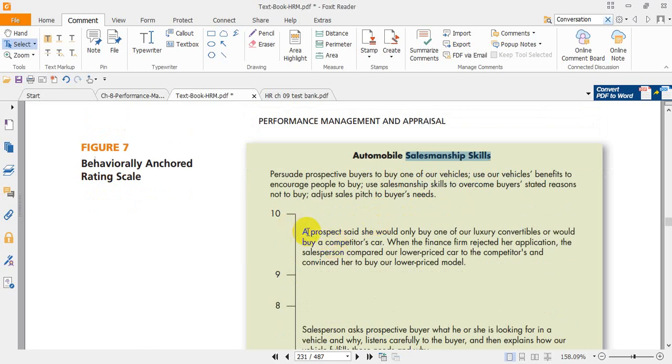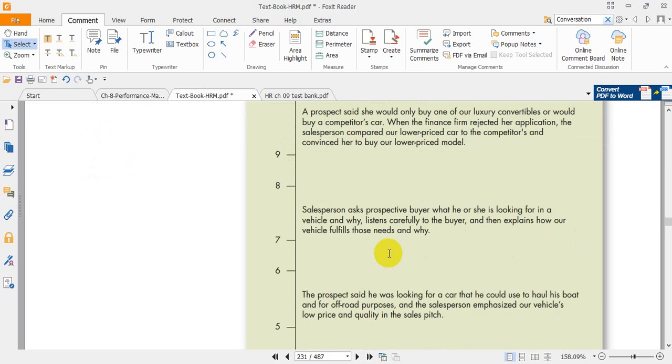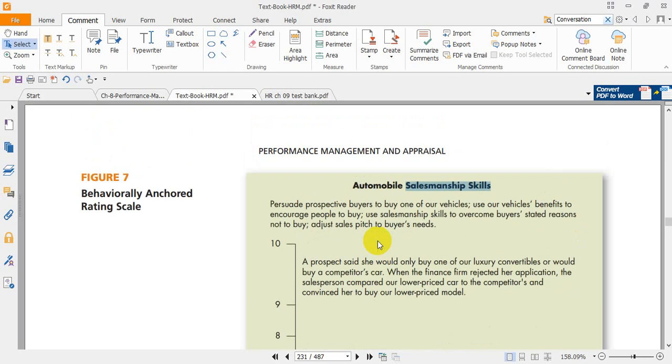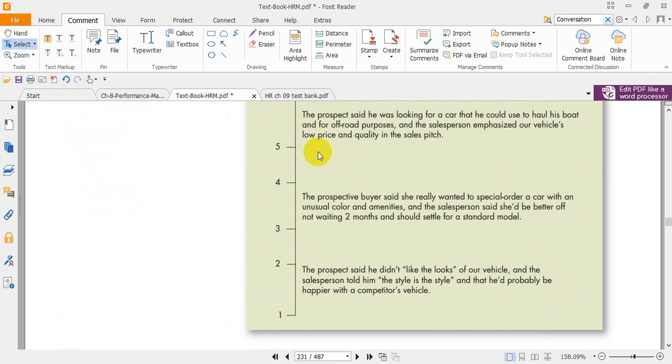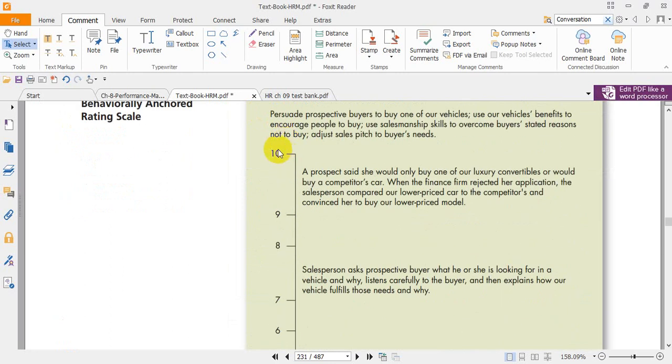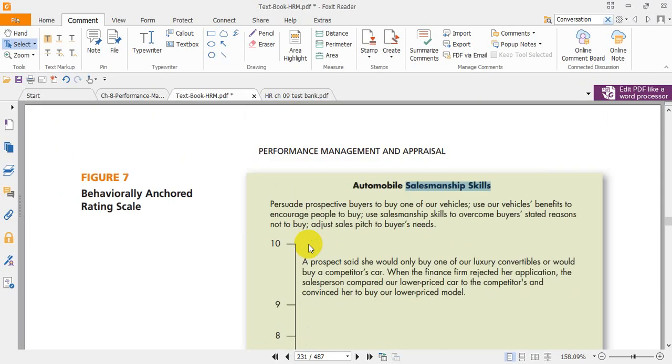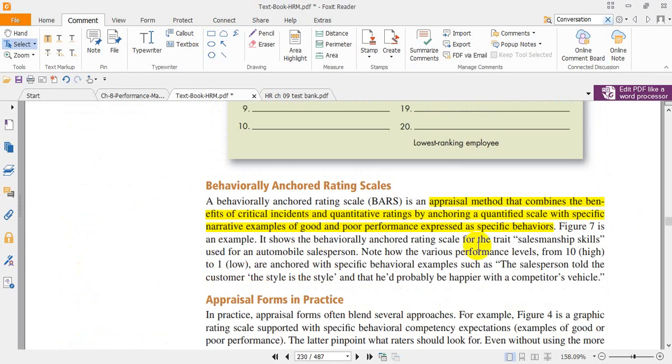The highest one: a prospect said that she would only buy one of our luxury convertibles or would buy a competitor's car when the finance firm rejected. This is an example. You can read it. But the most important thing is its rating: 10 is the highest and 1 is the lowest ranking.